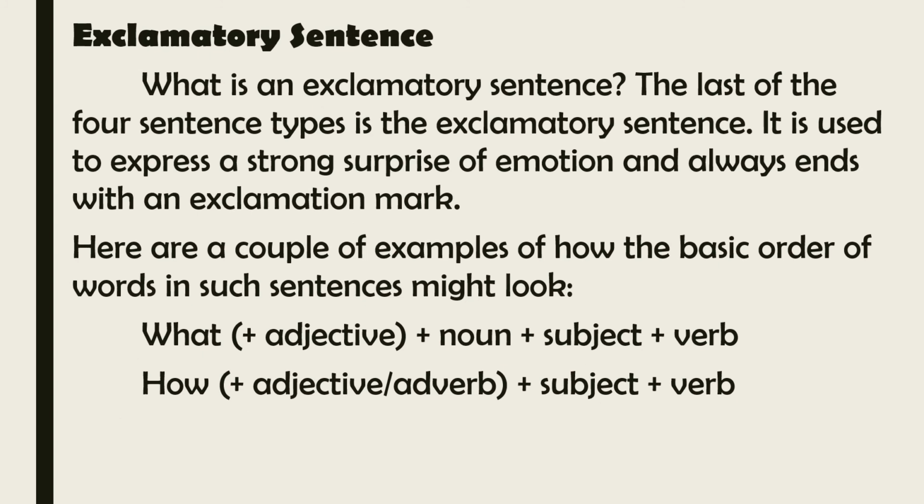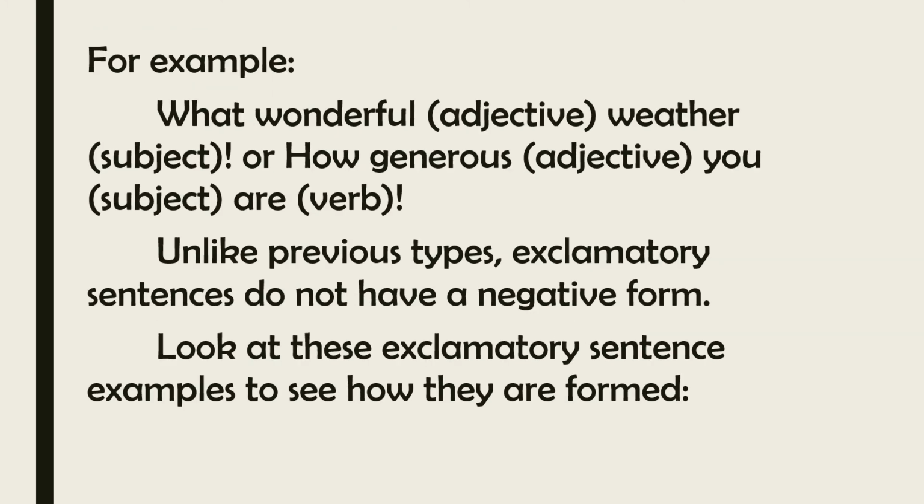What is an exclamatory sentence? The last of the four sentence types is the exclamatory sentence. It is used to express strong surprise or emotion and always ends with an exclamation mark. Here are a couple of examples of how the basic order of words in such sentences might look: what plus adjective plus noun plus subject plus verb; how plus adjective or adverb plus subject plus verb. For example, what wonderful weather, or how generous you are.